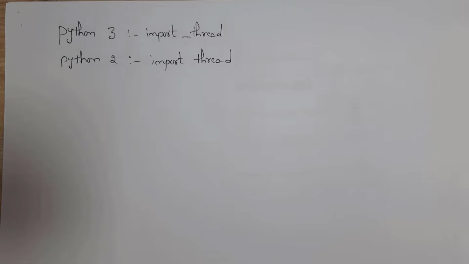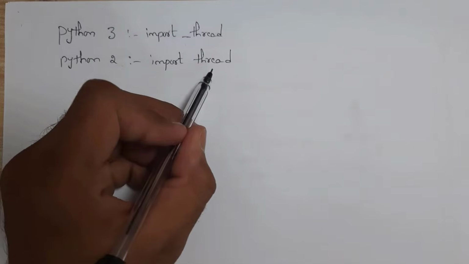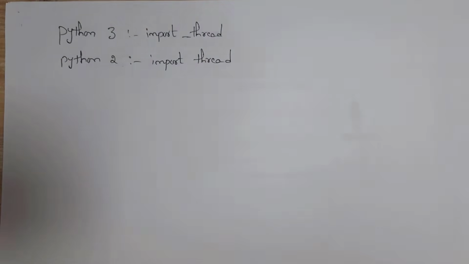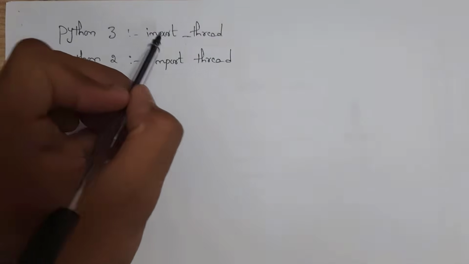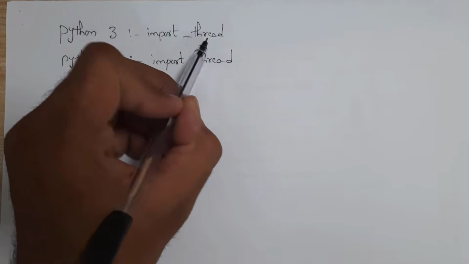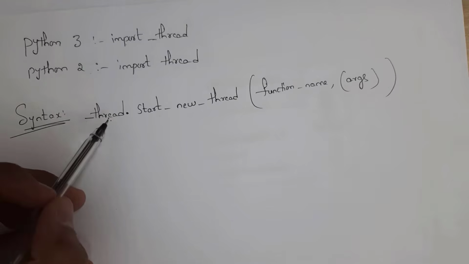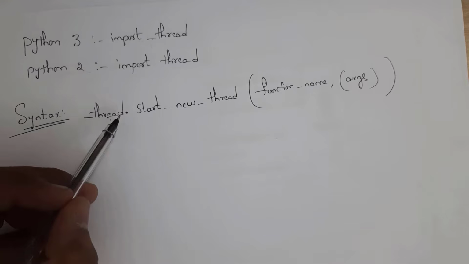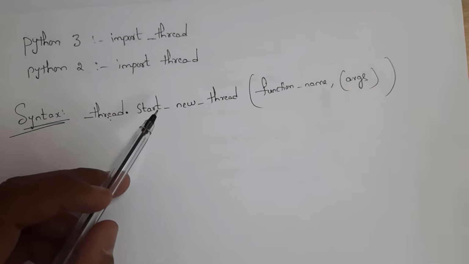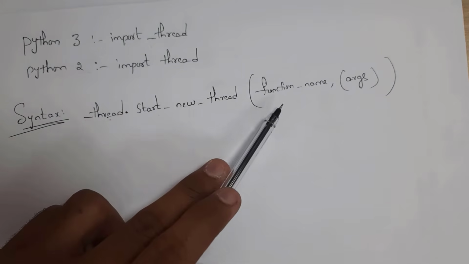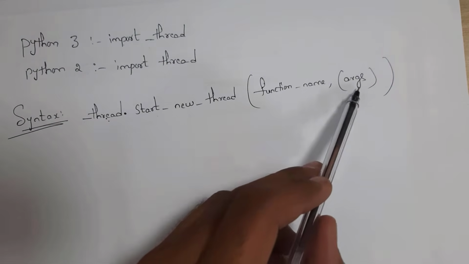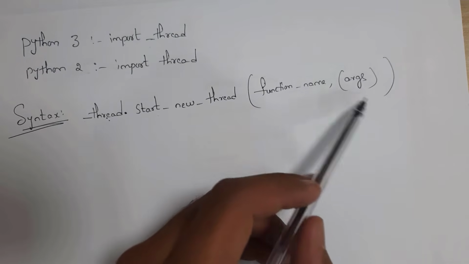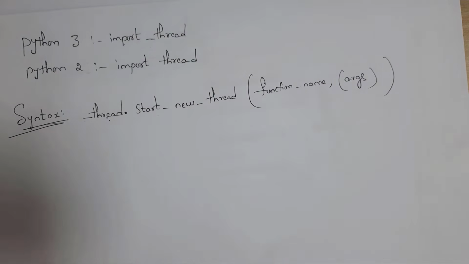In Python version 2, if you want to import the thread module, you need to write import thread. Whereas in Python version 3, you need to write import keyword and _thread. This is the syntax of the _thread module. At first you need to write the module name, that is _thread.start_new_thread. By using the start_new_thread method, we can execute a function. Inside the brackets, take the function name, comma, and you can pass multiple arguments. So inside the brackets, write the arguments.